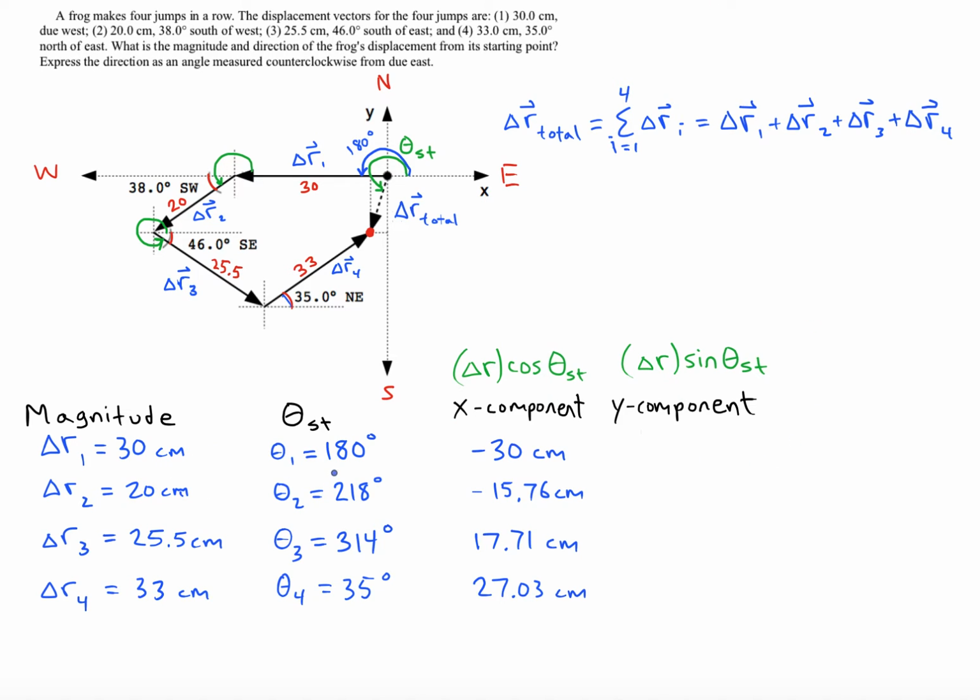We'll use 30 sine 180. It's going to be 0. 20 sine 218 gives us negative 12.31. 25.5 sine of 314 gives us negative 18.34. And 33 sine 35 gives us 18.93.